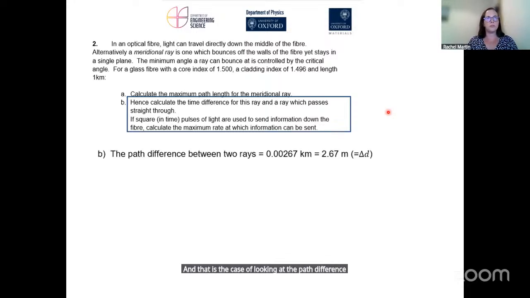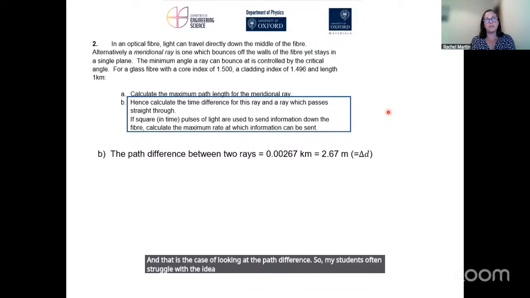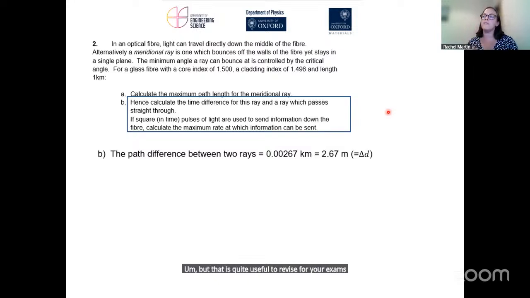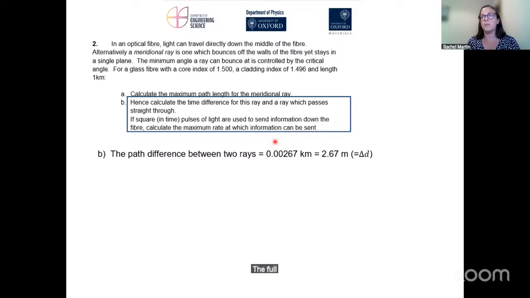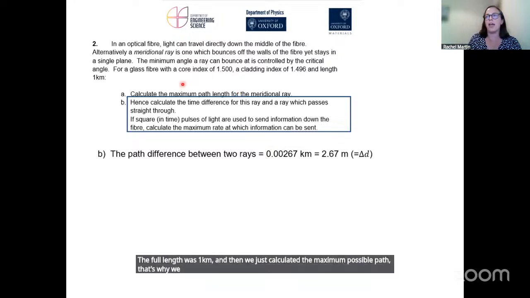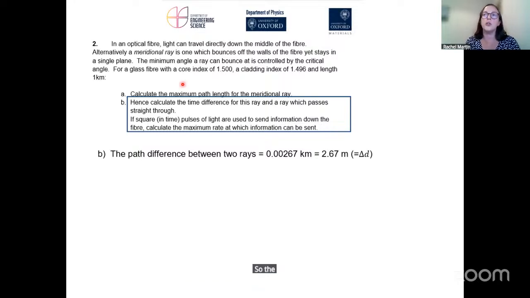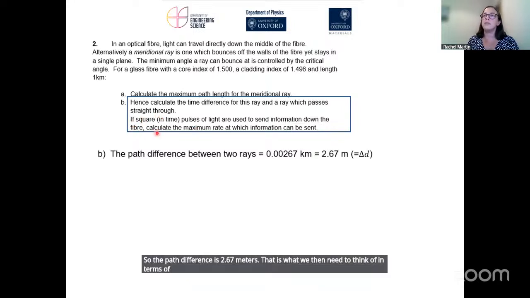My students often struggle with the idea of path difference and phase difference. We're not talking about phase difference right now, but that is quite useful to revise for your exams. But path difference: the full length was 1 kilometre, and then we just calculated the maximum possible path. That's why we had that in part A. So the path difference is 2.67 meters. That is what we then need to use for the maximum time difference.